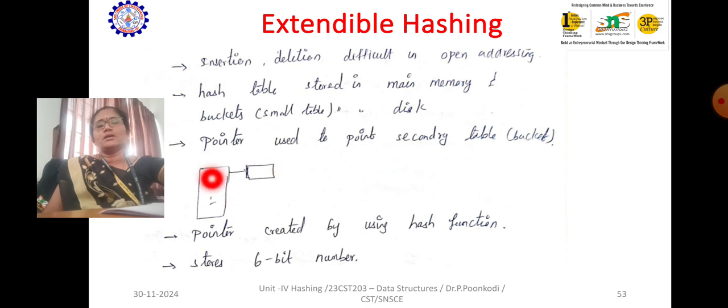You can consider this as the main memory. It will create a pointer to the buckets. The buckets store the actual values, and just the primary index key value alone is stored in the main memory. Then the pointers are created by using the hash function. It will also be used to store 6-digit numbers.